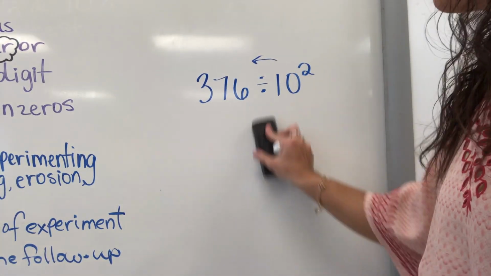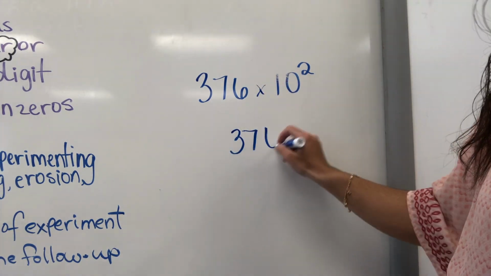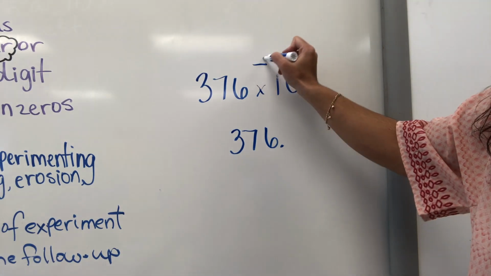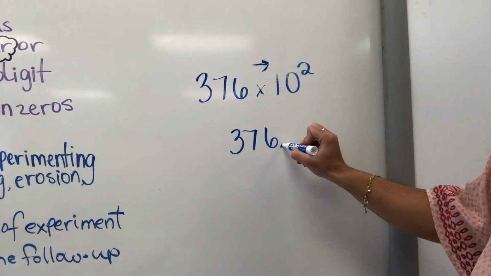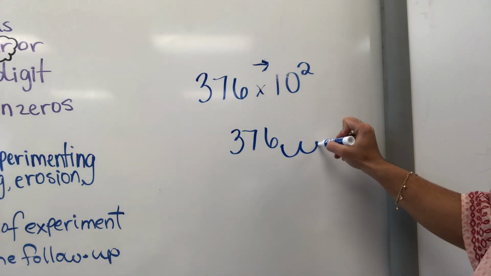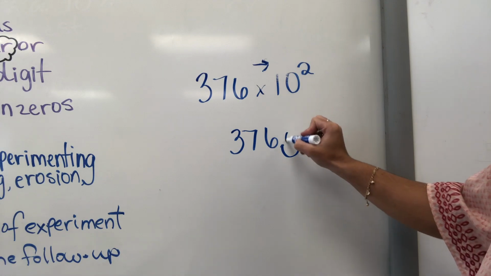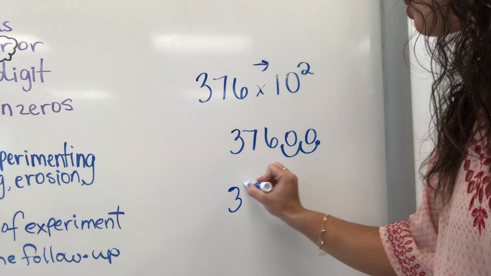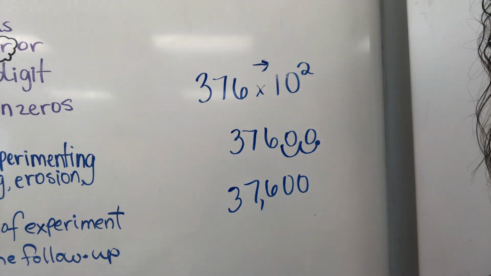Let's switch it up. Let's say it was multiplication. Again, I would find my decimal, and it is 10 to the second power. When I multiply, my number gets bigger, so I'm moving to the right. I always start with my decimal and I move once, twice to the right. These placeholders, we always need a number inside of them, and that number is always going to be 0. Those zeros need a seat. So my answer for this would be 37,600.